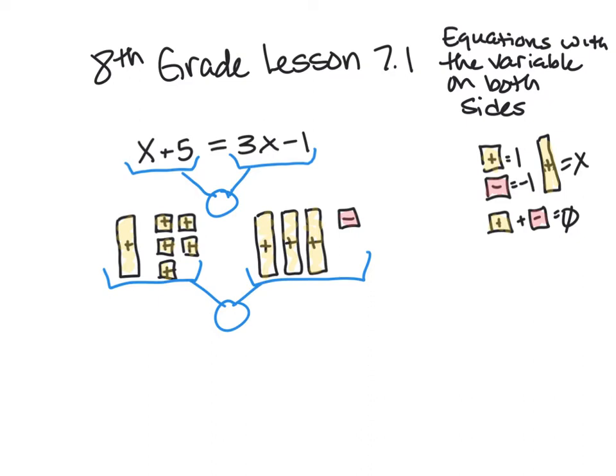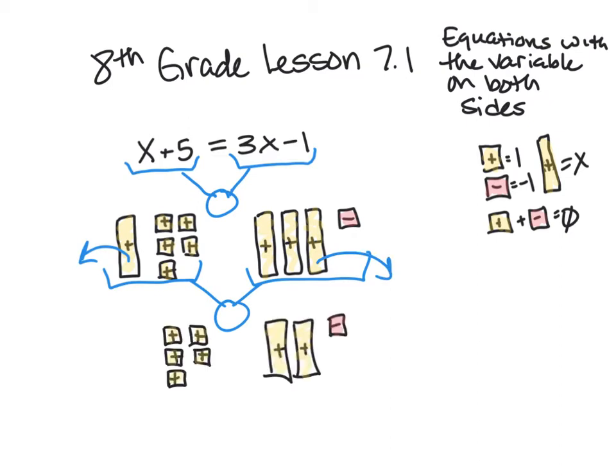So I'm looking at this and I see I can take this x off of there and I can keep it balanced by taking one of these x's off there. So if I take one x off this side, I've got to take one x off that side. Off you go, off you go. And now that leaves me with 1 x and 5 ones. Then over here I have 2 x's and a negative 1.